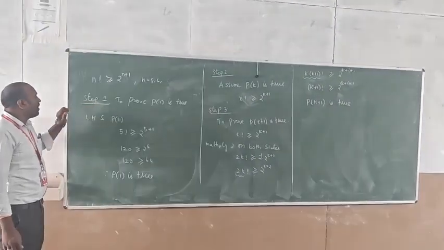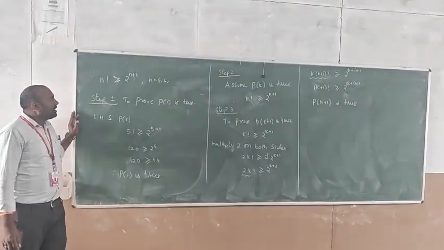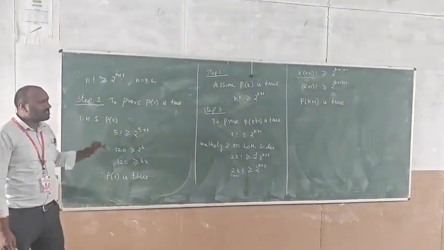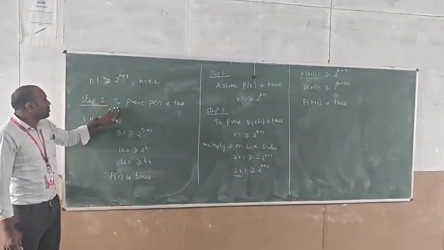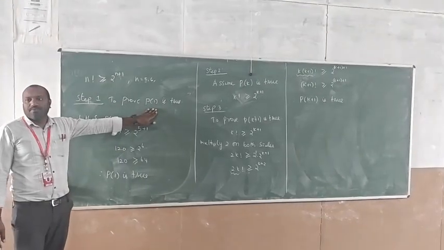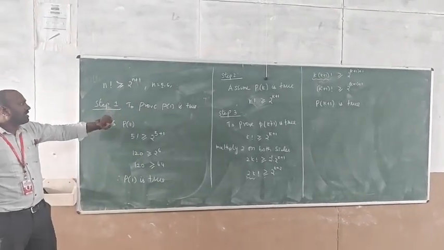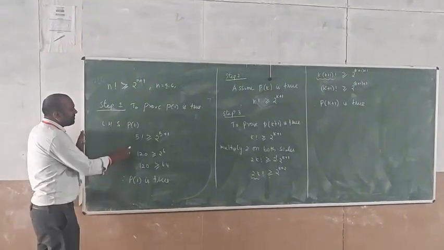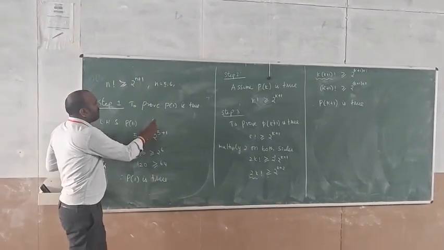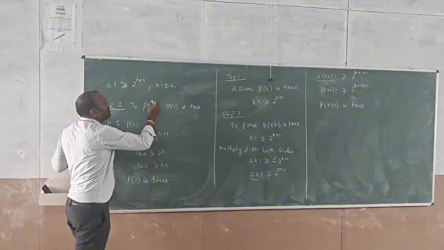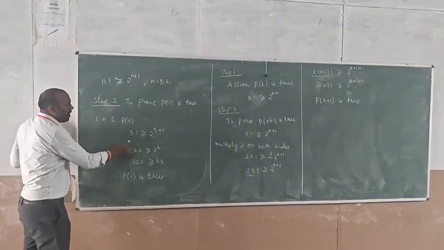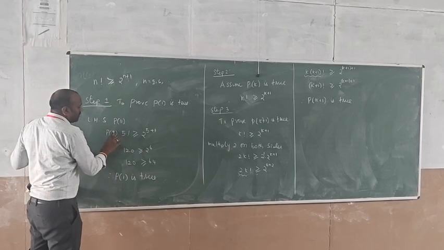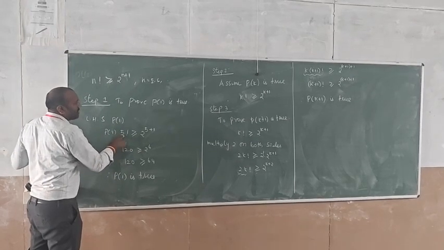So in this problem, we have already done the 3 steps: step 1, step 2, step 3. The first step is to prove that P of 1 is true. The left hand side of P of 1, the first term given, is 5. So we have to prove P of 5, that is P of term 1, where the first term is 5.